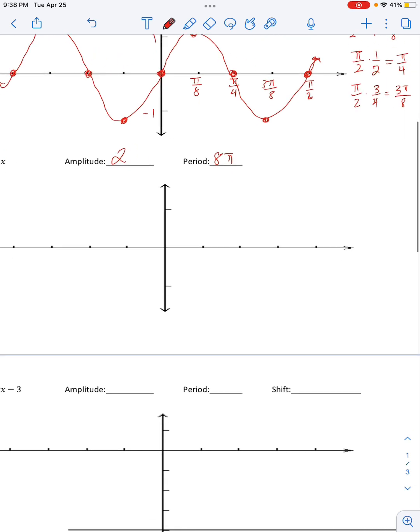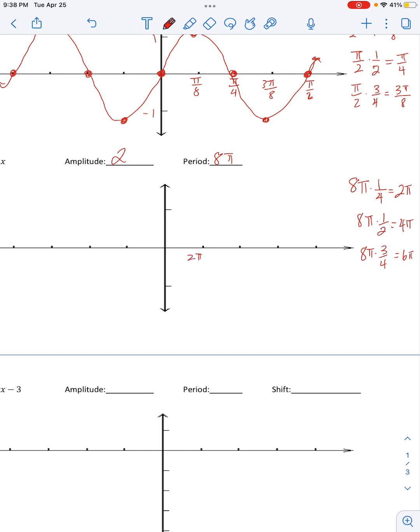So we have to find our x-axis. We have 8 pi times 1/4, which is going to be 2 pi. 8 pi times 1/2 is going to be 4 pi. And then 8 pi times 3/4 is going to be 6 pi. So we have 2 pi, 4 pi, 6 pi, and 8 pi.